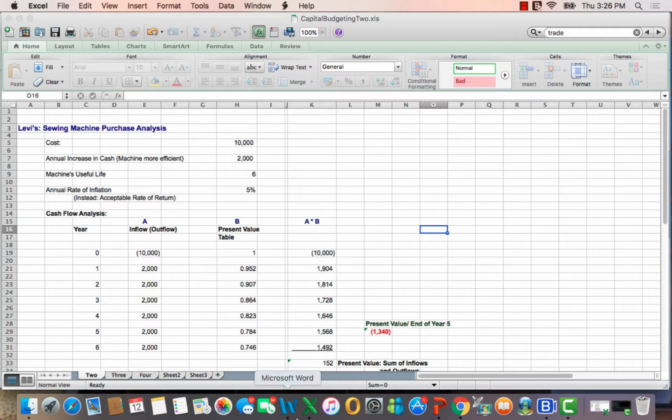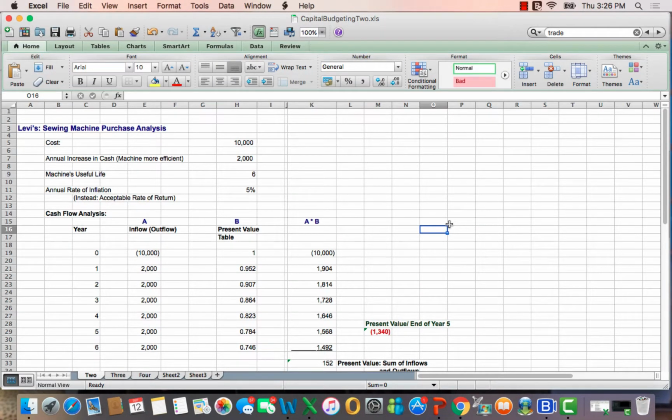I wanted to talk about a topic that is tough for accountants, and it's capital budgeting. And this relates to future value, present value, and related topics. So what I have here is an example that I hope will explain some of these tough topics.